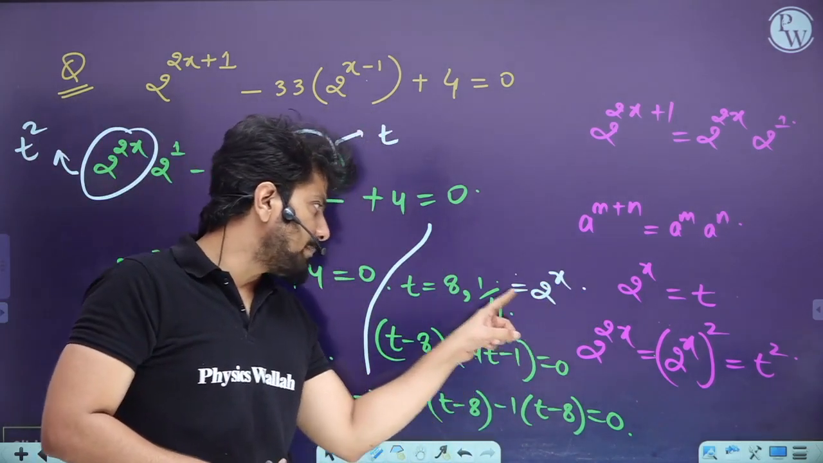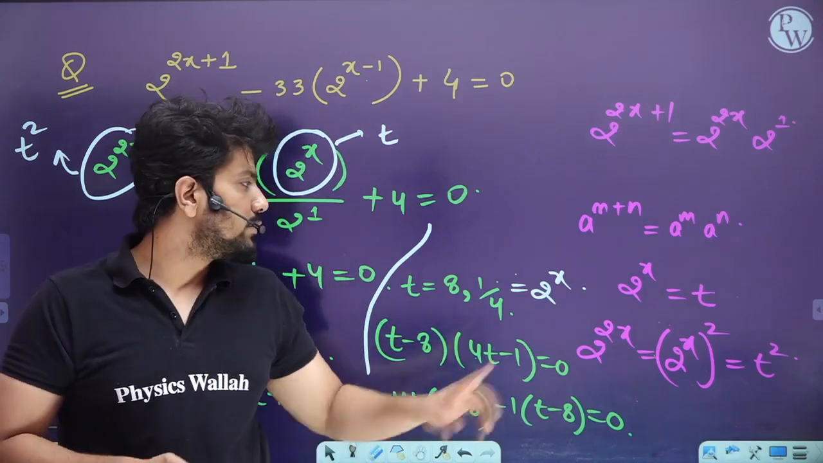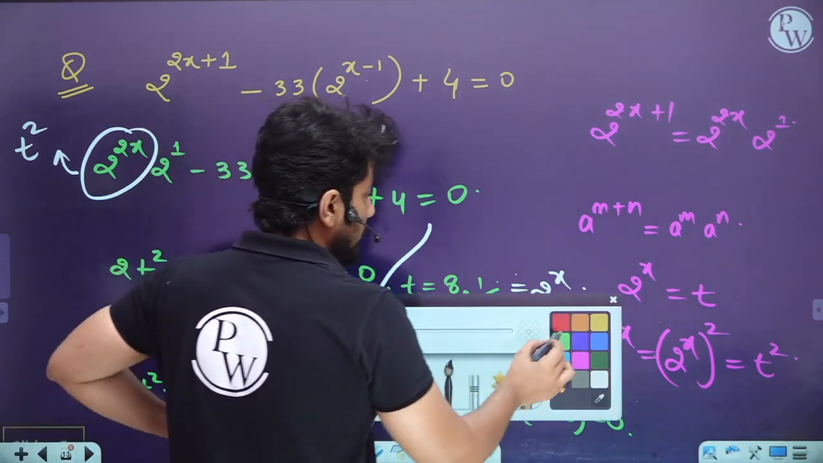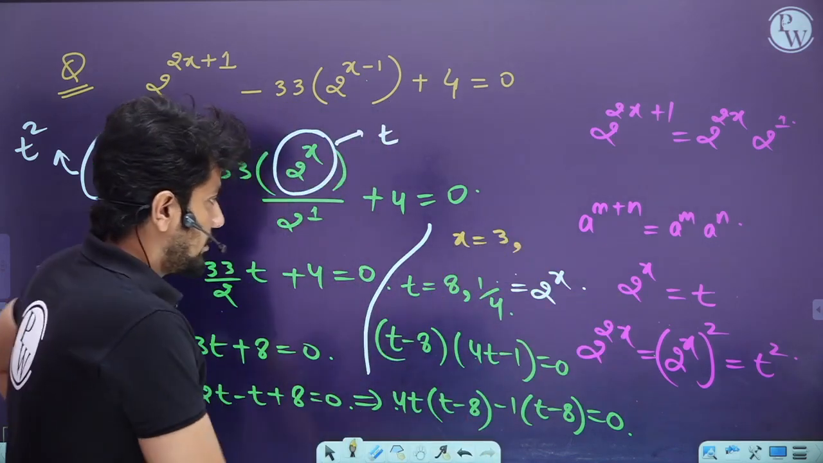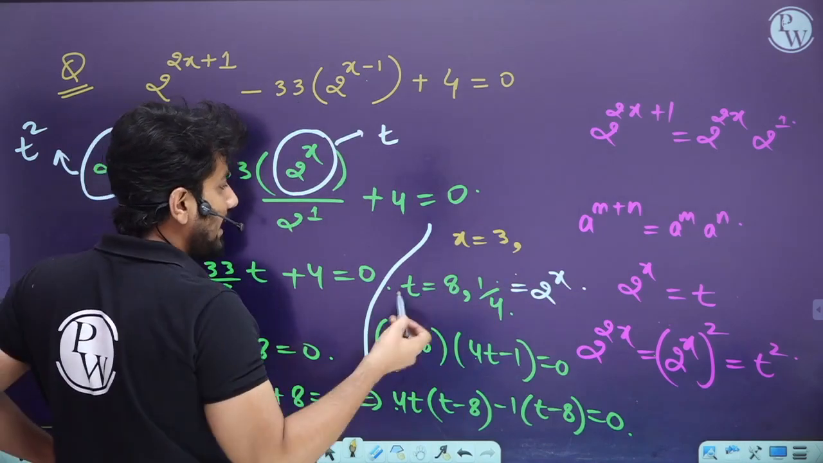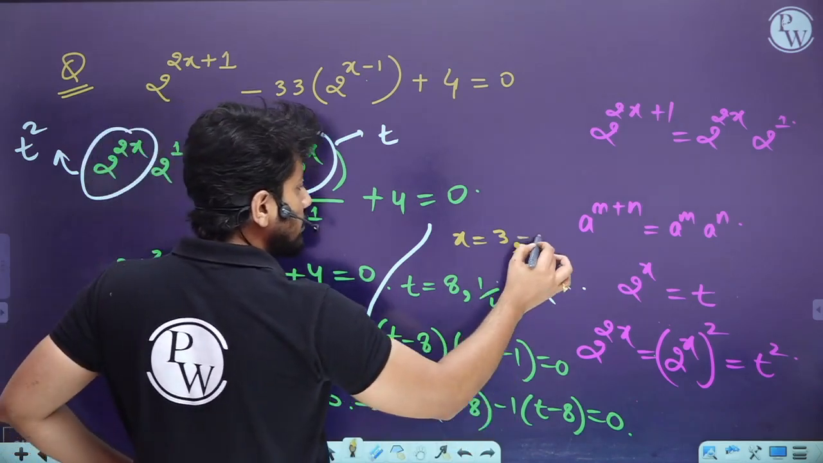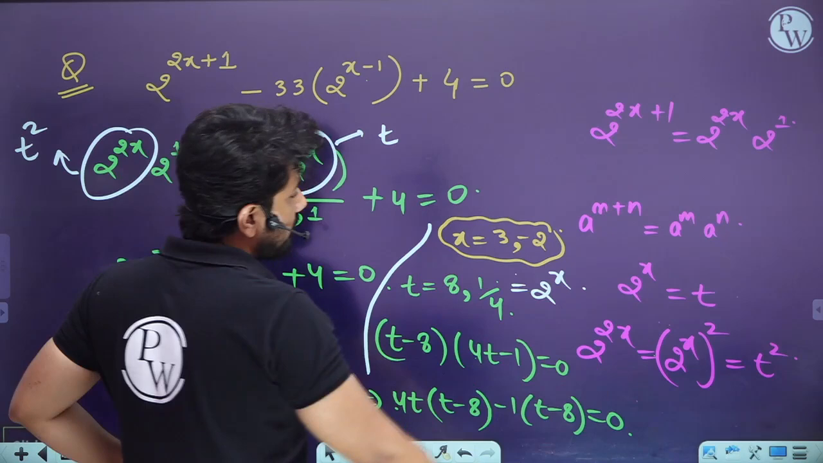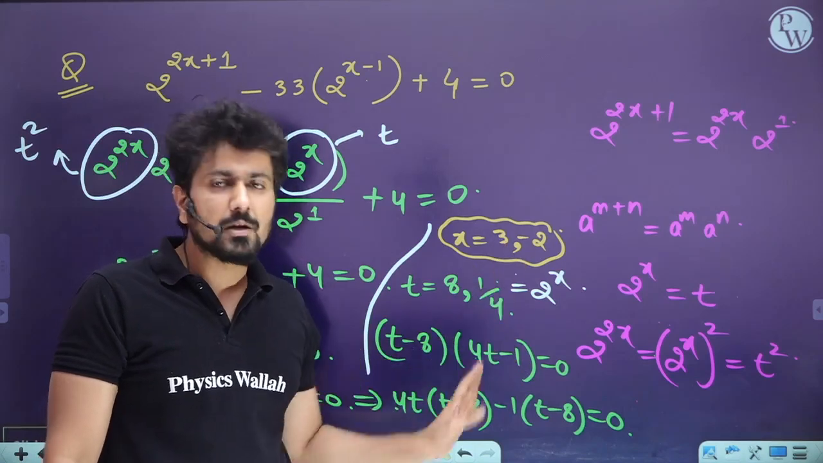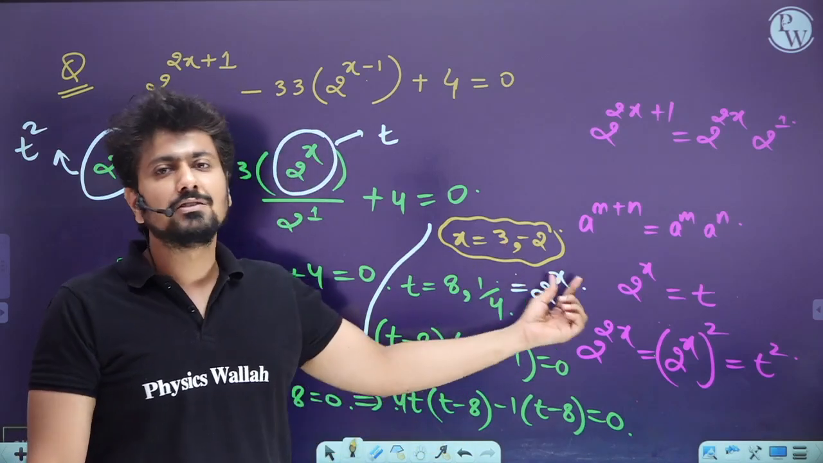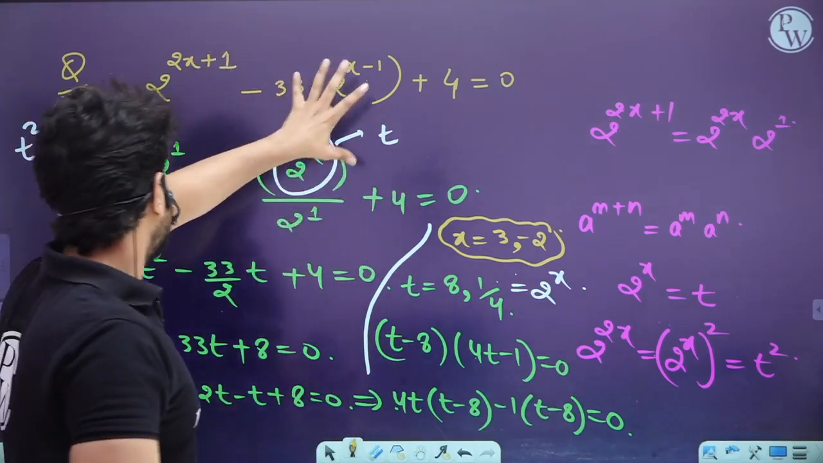If 2 raised to the power x is equal to 8, what power of 2 is equal to 8? Right? 2 raised to the power 3 is equal to 8, correct? So from here, I am getting the value of x as 3. Any other value of x? If 2 raised to the power x is equal to 1 by 4, then x will be equal to minus 2. 2 raised to the power minus 2 is equal to 1 by 4. Or you can write 1 by 4 as 2 raised to the power minus 2, then equate. 2 raised to the power minus 2 is equal to 2 raised to the power x, so x will be equal to minus 2. So I hope you understand how to deal with these types of equations.